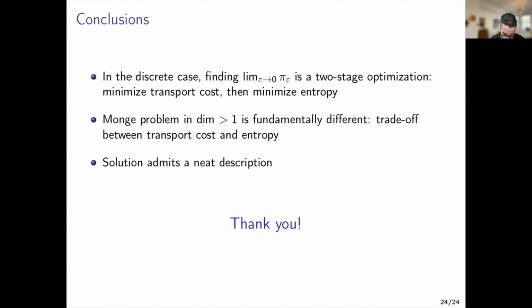Then we looked at the distance cost problem, and we saw that at least if the dimension is bigger than 1, the whole thing is really fundamentally different. There still is a limit. I believe it's the first result in this direction. And we see here that there is really a trade-off between the transport cost and the relative entropy that enters in determining the limit. And maybe surprisingly, the solution still seems to admit some sort of very neat, nice description.